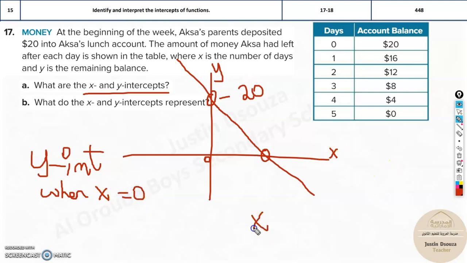In the same way, where is the x-intercept? It will be some value of x. It is 5. The x value is 5 when the y value is 0. It is very easy to remember. The y-intercept is when the opposite axis, x, is 0, and the x-intercept is when the opposite axis, y, is 0. That is it.